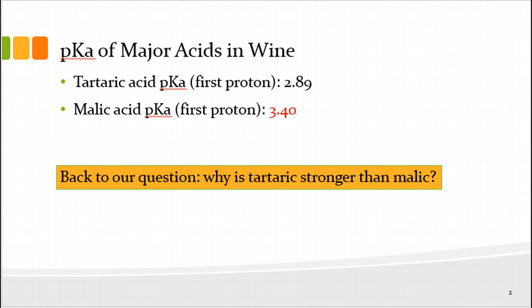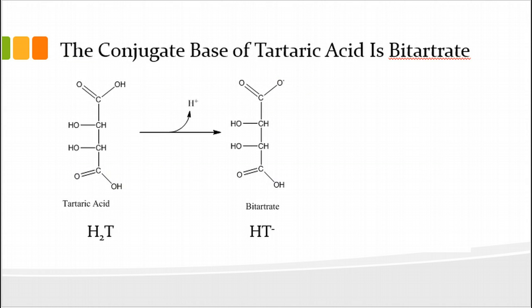2.89, 3.40. So we said that means tartaric acid is a stronger acid than is malic, and so the question we want to address today is why is that the case? So let's first review what we talked about the other day.